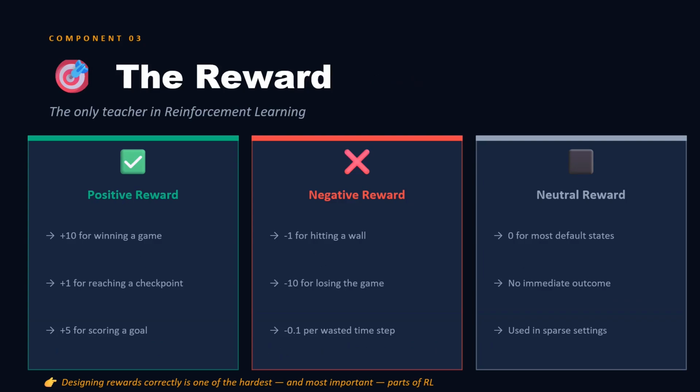The reward is the only teacher in reinforcement learning. A positive reward encourages good behavior. A negative reward discourages bad actions. And sometimes there is no reward at all. Designing the right reward system is crucial because the agent will always try to maximize whatever reward you define.